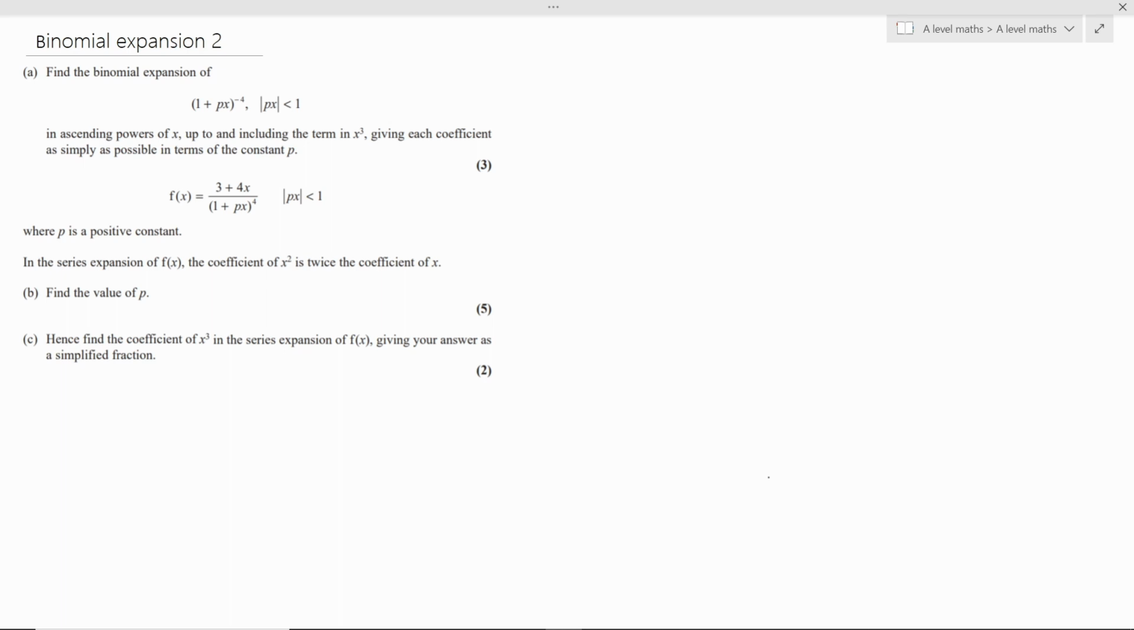So let's begin. Part A: find the binomial expansion of (1 + px) to the power of minus 4, where |px| < 1, so we do not need to worry about the convergence, in ascending powers of x up to and including the term in x cubed, giving each coefficient as simply as possible in terms of the constant p. 3 marks. We can just apply the formula here because we have 1 and px, which are fine. We don't need any other manipulations.